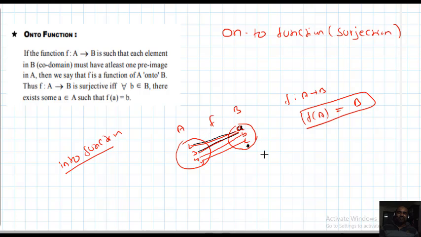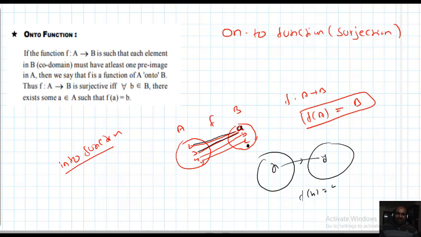Understood? For example, here x is there, here y must have a pre-image x. That is the meaning of that. All the elements of A should be used up, and every element of codomain also should be used up. That's why f of x equal to y. For every y, such x should exist. Then that function is called onto function. If a function is not onto, it is called into function.